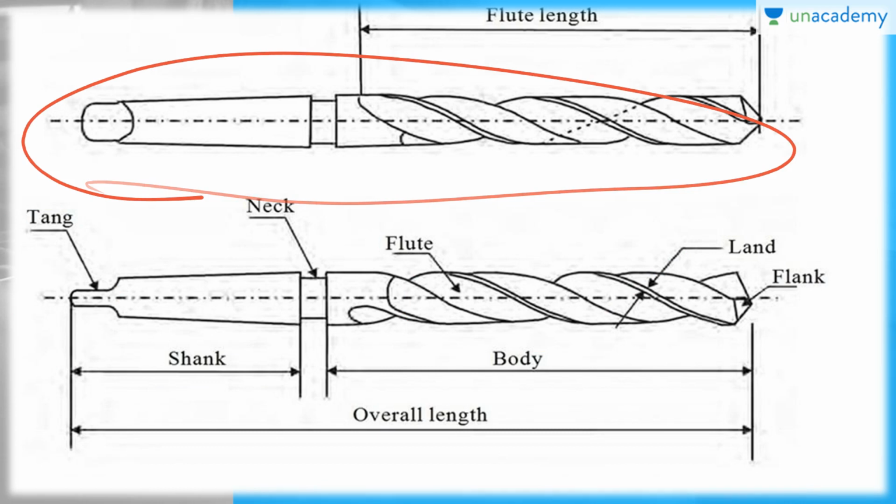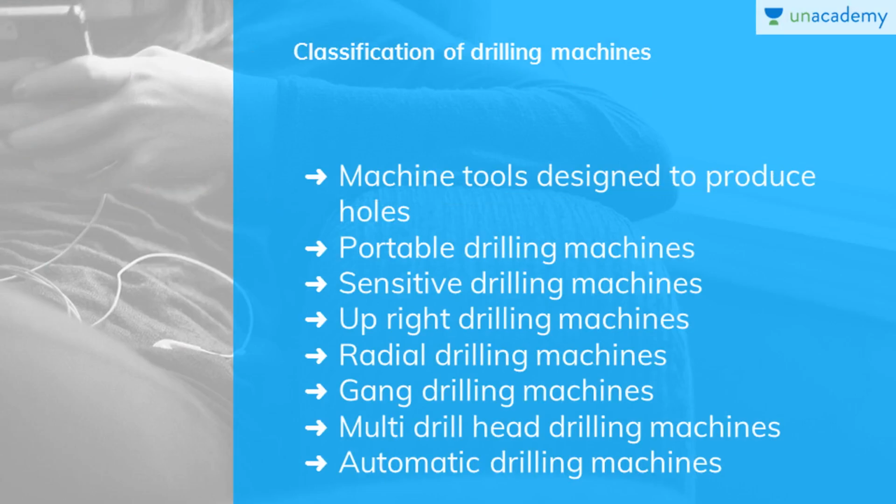So let's move along. What is the classification of drilling machines? The machine tools which are designed to produce holes in solid materials with the help of rotating drills, by exerting vertical force on stationary workpieces, are called drilling machines. They are often used only for drill processing, and they are often also called drill presses.